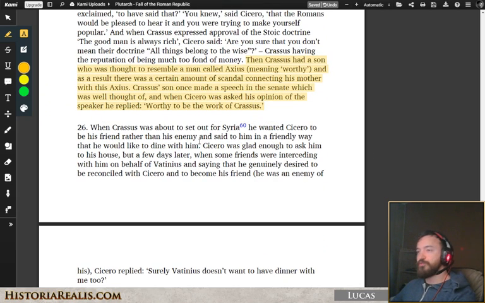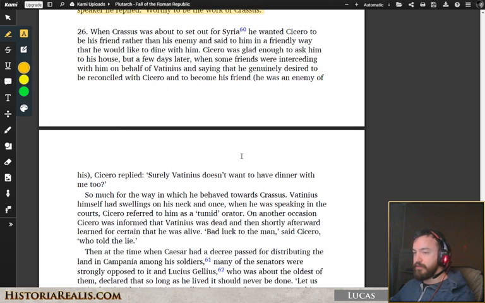When Crassus was about to set out for Syria, he wanted Cicero to be his friend rather than his enemy, and said to him in a friendly way that he would like to dine with him. Cicero was glad enough to ask him to his house, but a few days later, when some friends were interceding with him on behalf of Vatinius, and saying that he genuinely desired to be reconciled with Cicero and to become his friend, he was an enemy of his, Cicero replied, "Surely Vatinius doesn't want to have dinner with me too."